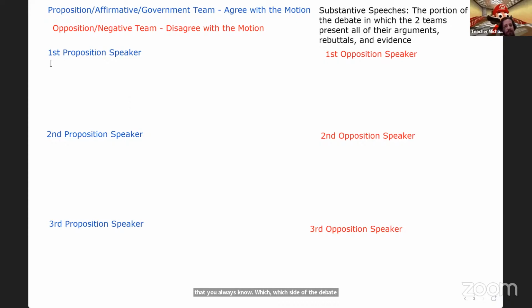So first up, we have our first proposition speaker. If the competition you're in calls the teams government and opposition, then the first proposition speaker may also be known as the Prime Minister. If you think about it like a parliamentary debate where the government are debating about new laws to put on the books, it's the Prime Minister that will usually prescribe the new law, or prescribe the motion.